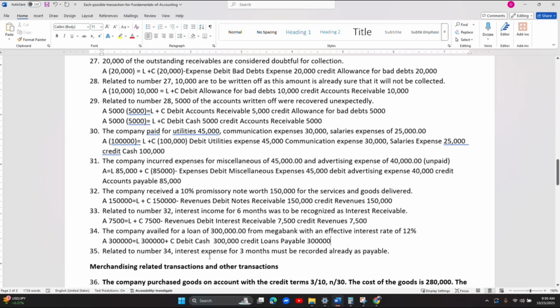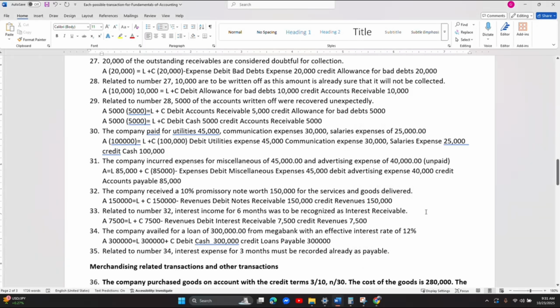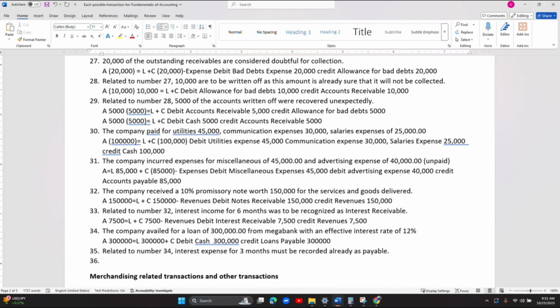Related to number 34, interest expense for 3 months must be recorded already as payable. So, how much is the interest expense for 3 months? So, we have 300,000 times 0.12. That is the interest for 12 months or 1 year. So, divided by 12 months, so per month, it's 3,000. So, if we are going to find out for the interest for 3 months, according to number 35, and that is 9,000.